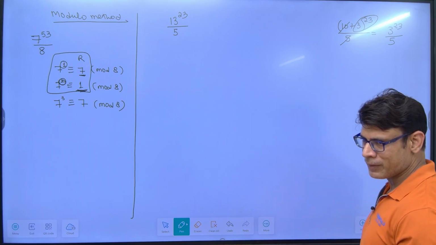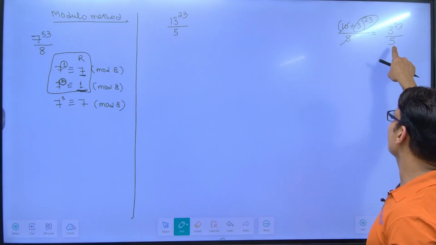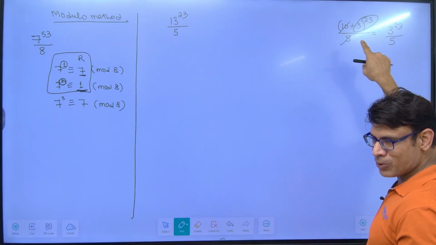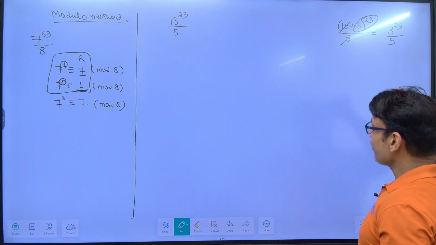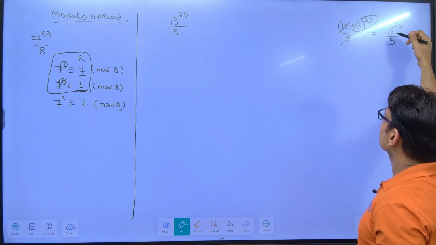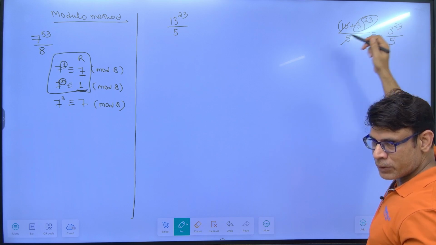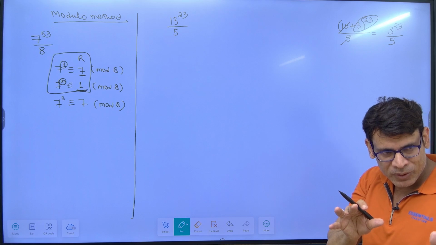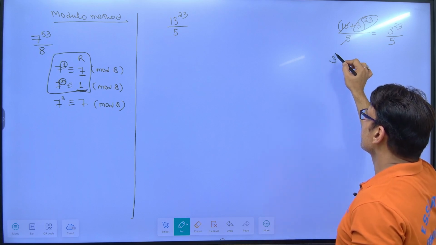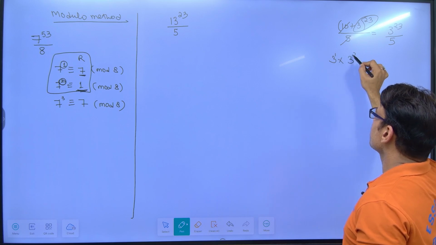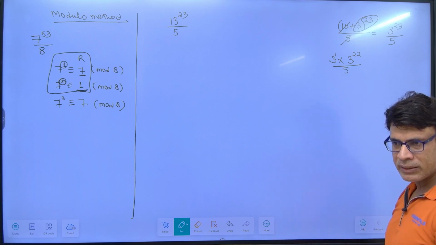Yes, 3 square is what, Nidhi? 9. Sorry, 9 is close to 10 or not? And 10 is a multiple of 5. Now how do we get that 3 square? Because 3 square is 9, and what is your power? 23. We can't take out 3 square from that. Power should be even, right? Bring one 3 outside. 3 raised to the power 22 divided by 5. Can we write it like this?